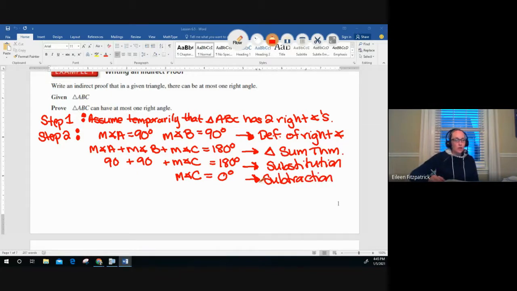All right, at this point, you can stop. You've reached your contradiction. You cannot have an angle in a triangle that is 0 degrees. It's not possible. So we're going to say you cannot have a 0 degree angle in a triangle. That's an arrow, just a really bad arrow. This is the contradiction.